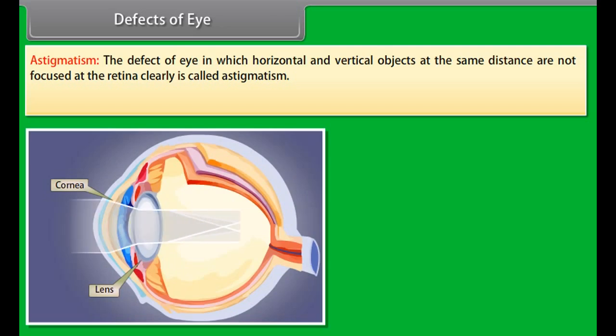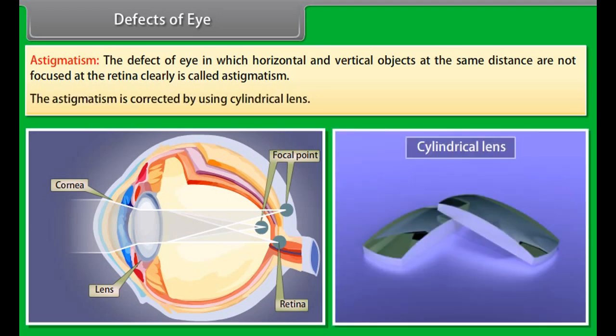Astigmatism. The defect of the eye in which horizontal and vertical objects at the same distance are not focused at the retina clearly is called astigmatism. Astigmatism is corrected by using a cylindrical lens.